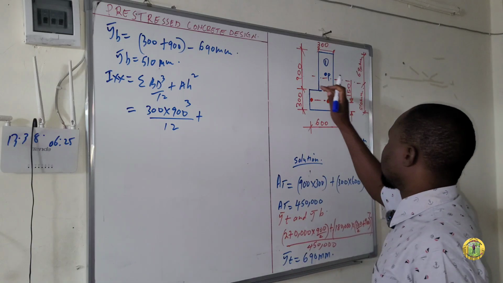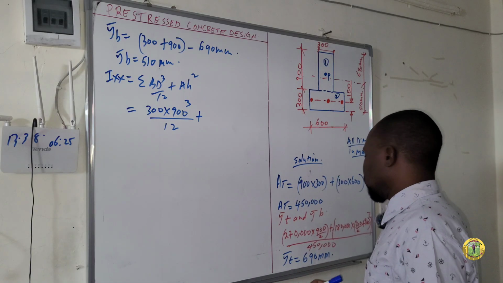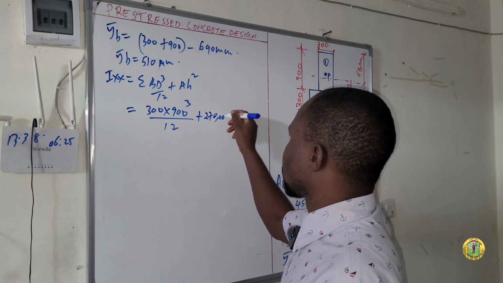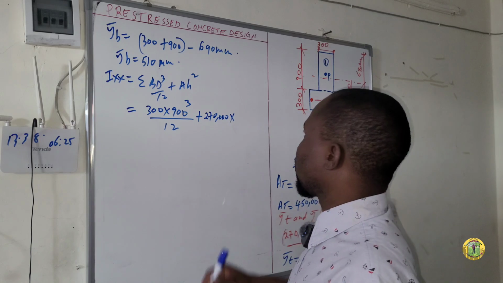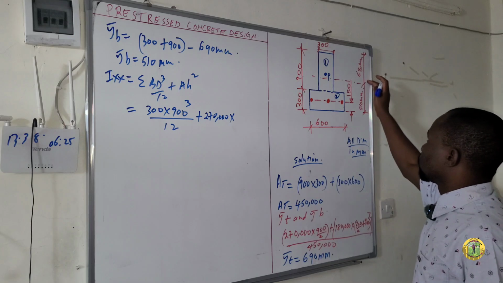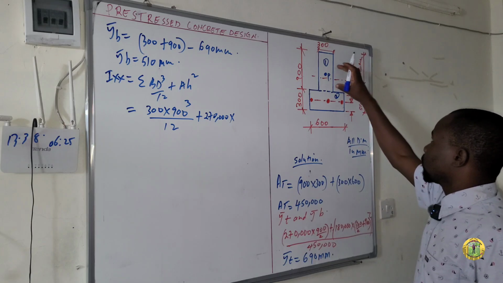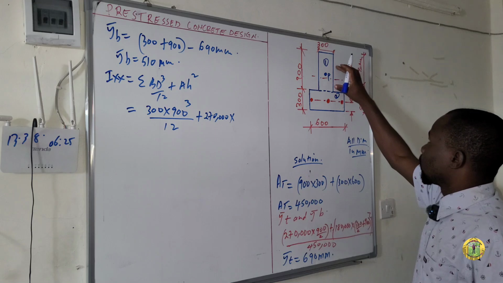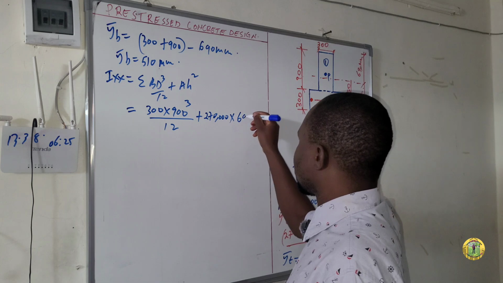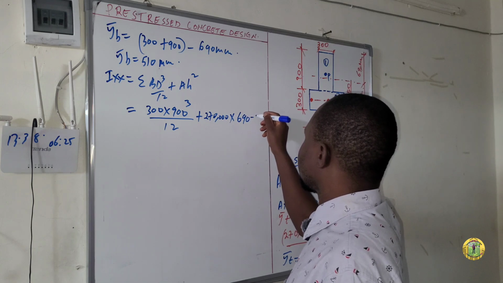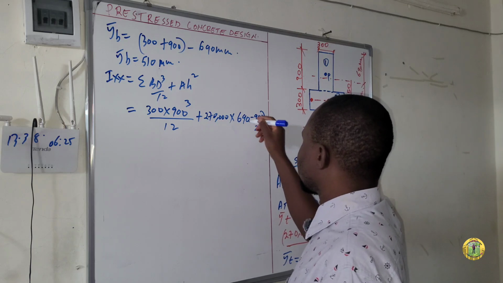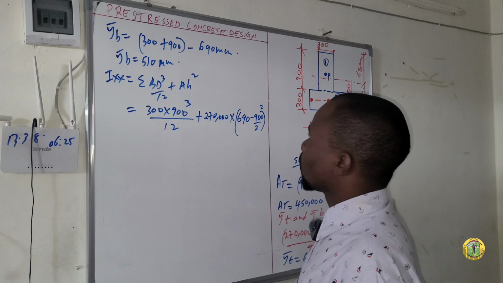The area is 900 times 300. This is 270,000 times H square. So H square will be the y bar top minus a half of this, the first figure. So this one will be 690 minus 900 over 2. Then you square, like that.